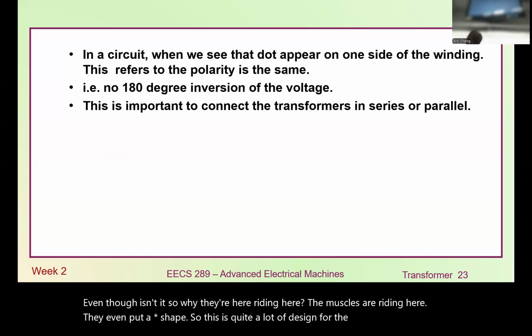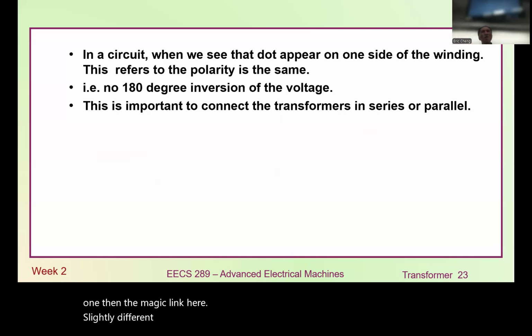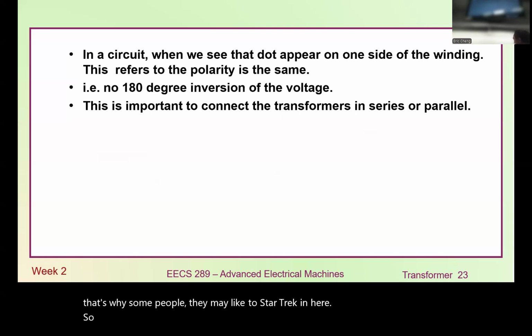So for this one, the magnetic link here compared to the middle one is slightly different, so slightly not quite symmetrical, but this is a very common shape. That's why some people may like the star shape in here, so they all share an equal link for each branch. So there are many different kinds of design.